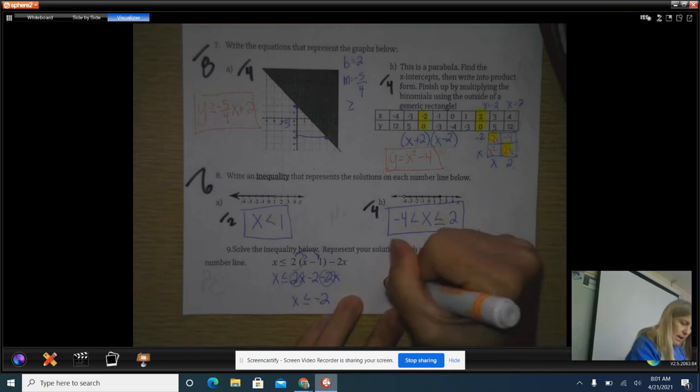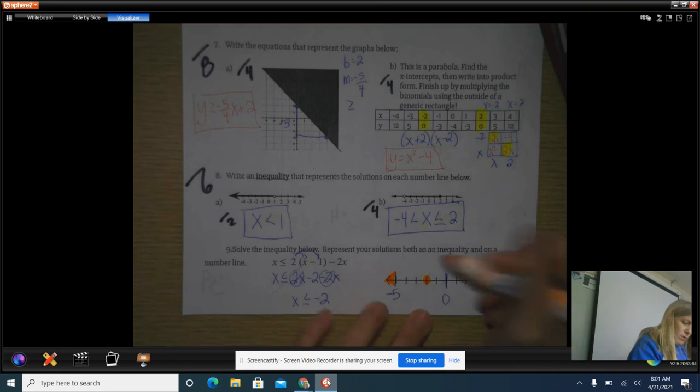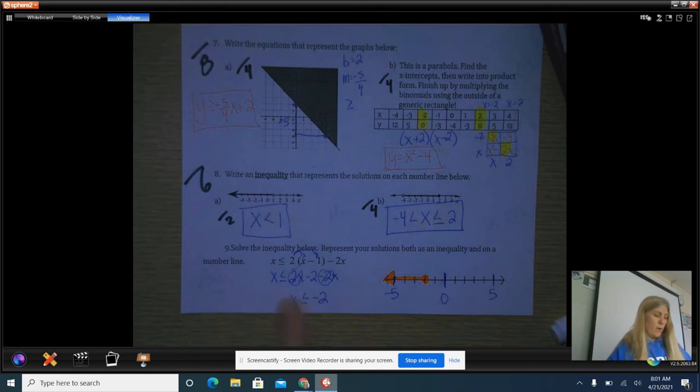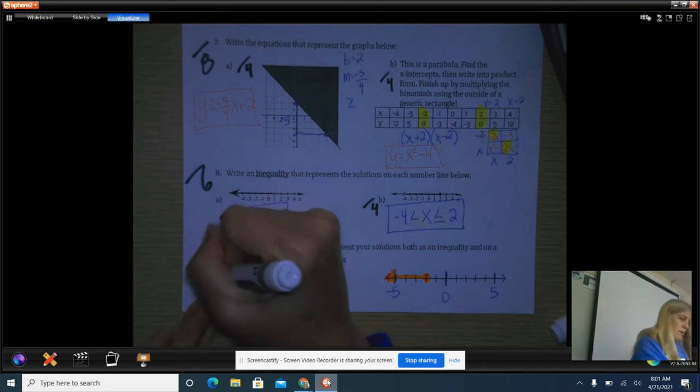Less than is to the left. And then we're going to go ahead and connect those two. So you have 1 point for getting to x is less than or equal to -2, 1 point for your closed circle, 1 point for going to the left, and 1 point for your work. So this one's out of 4 points.